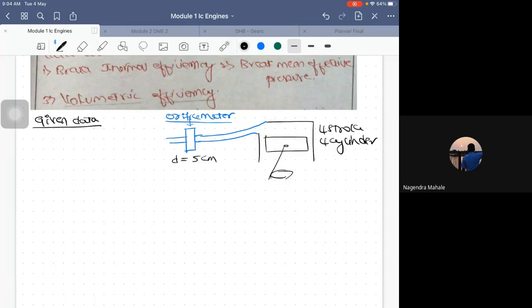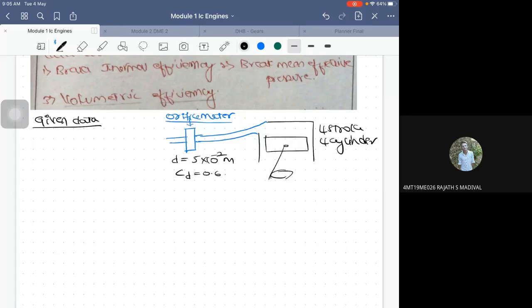So 5 cm converted to meters, how much is it? In meters, I require. 5 cm in meters is 5 × 10⁻² m. Next, he says by means of a 5 cm orifice having a coefficient of discharge 0.6. So the coefficient of discharge is nothing but C_d, and it is 0.6. Next, he says, during the test on the engine, the following data were recorded.